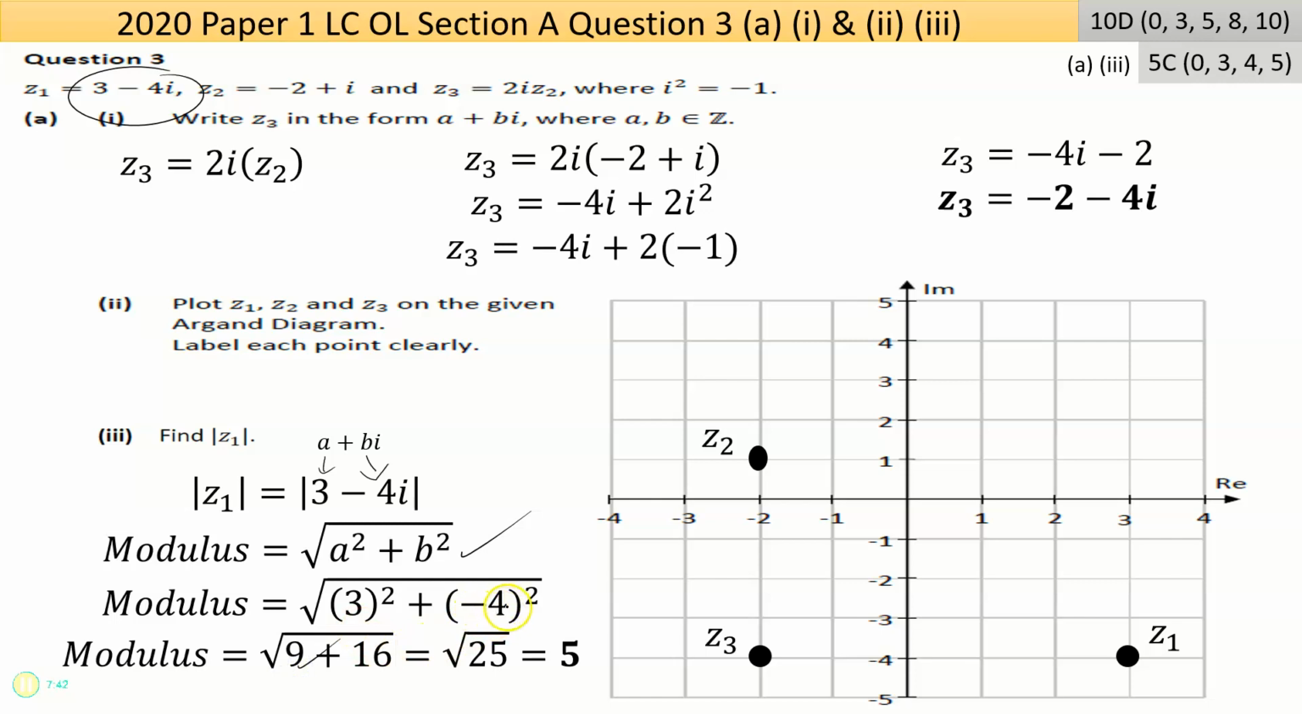-4 squared is -4 times -4, which is plus 16. That's there. Then just simplify by adding the two numbers. 9 and 16 is 25. And the square root of 25 is 5. And that's it. Okay. So happy days. So again, that's 15 marks for part A and A1, 2, and 3.